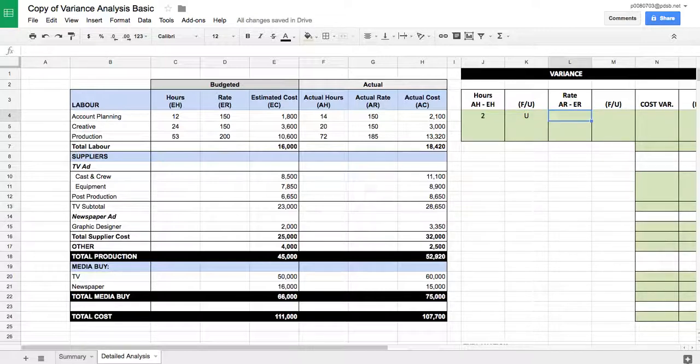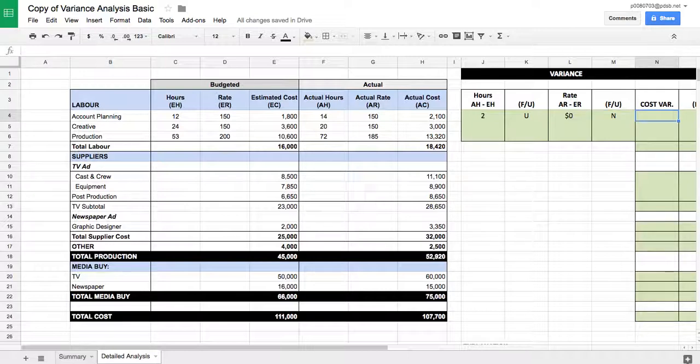How about the rate? Well, if we do actual rate minus estimated rate, there's no change. And we can prove it by doing this. There we go. Okay, so there was no change. Is this favorable or unfavorable? Neither. So I'm just going to put an N in there. I should probably put that up here, but I'm showing you now.